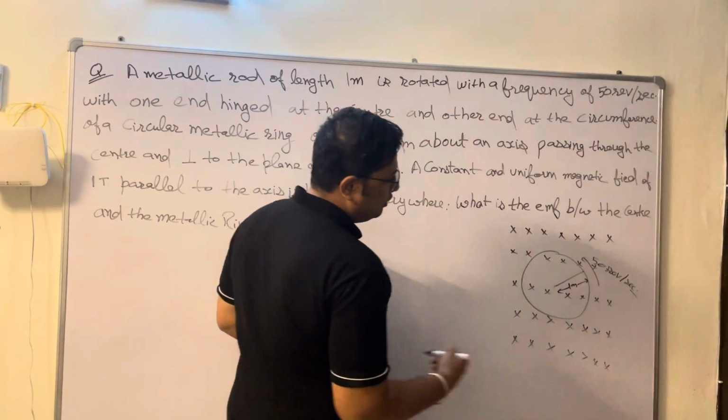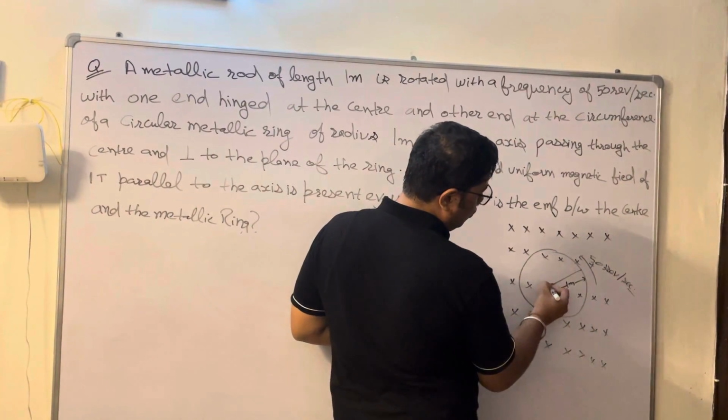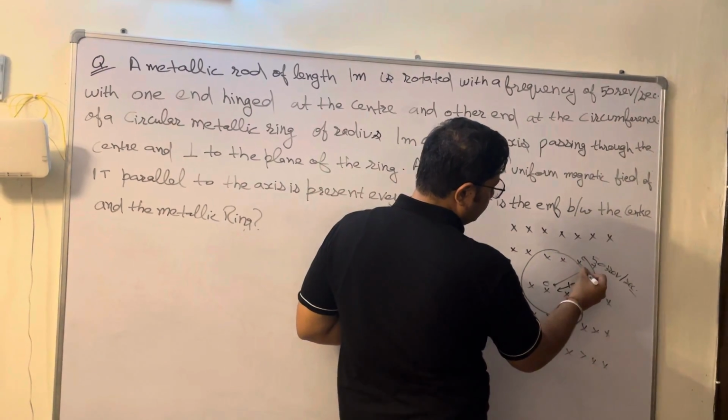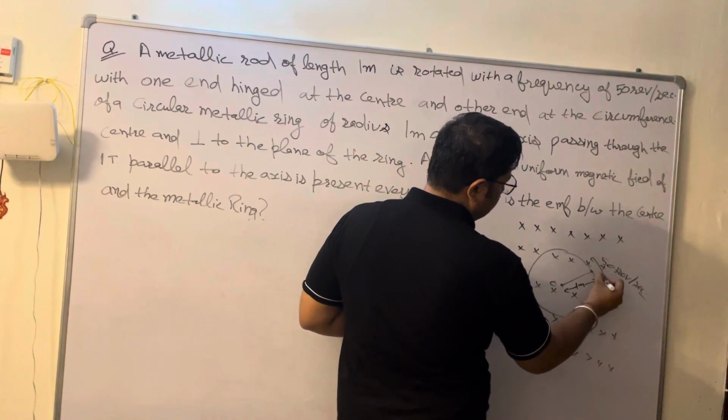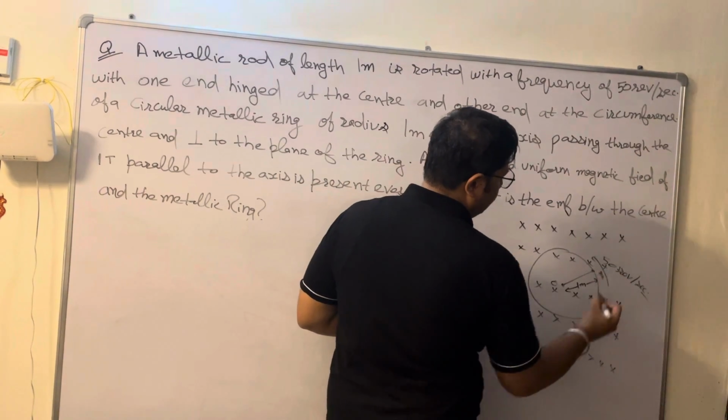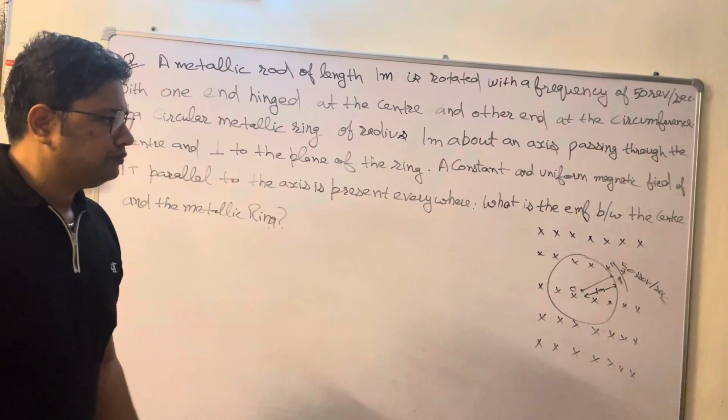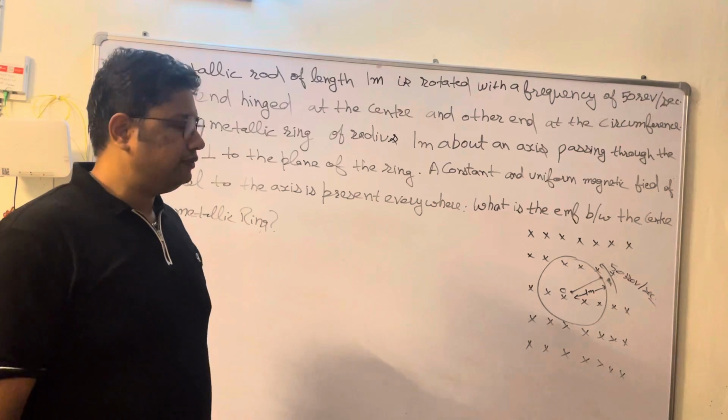Let's name the center O, and the point at the circumference of the metallic ring A. We have to calculate the EMF between O and A. So how do we proceed here?